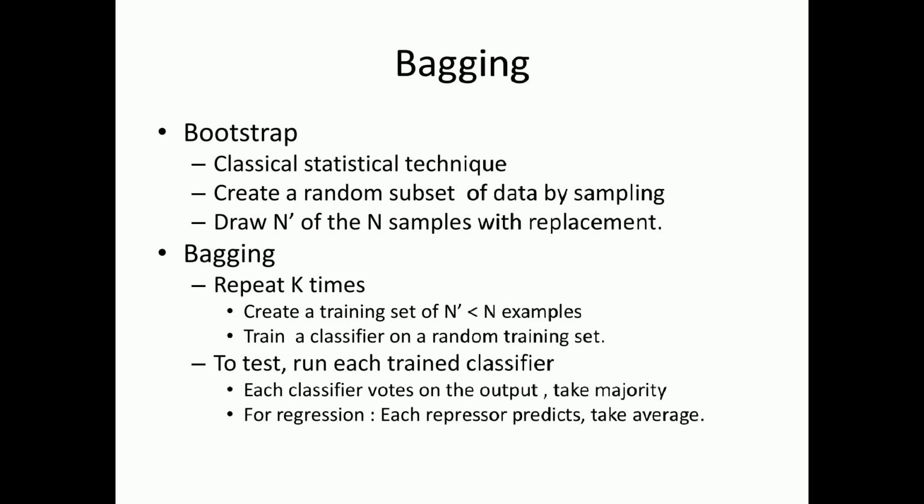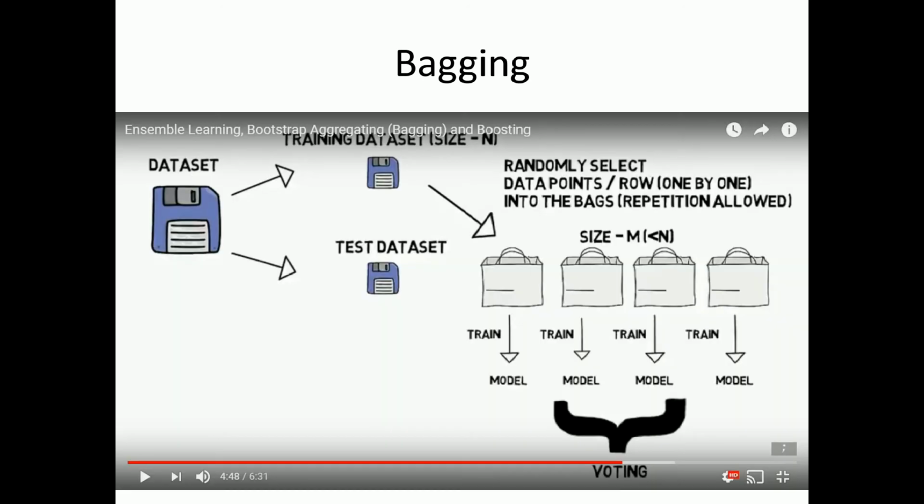Bootstrap is a classical statistical technique. It creates a random subset of the data by sampling, and we can draw n dash of the n samples with replacement, where n dash is a subset of n. Bagging repeats this k times: we create a training set of size n dash, where n dash is less than n, and train a classifier on the random training set. To test, run each trained classifier. Each classifier votes on the output, and we take the majority. For regression, each regressor produces a prediction, and then we take the average of those values.